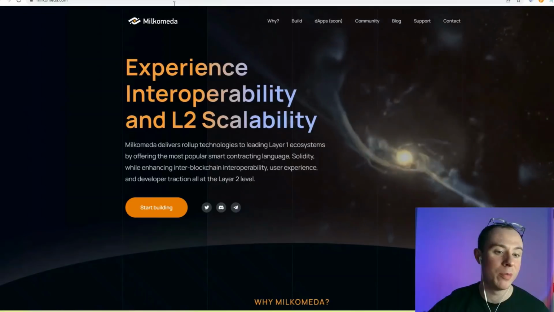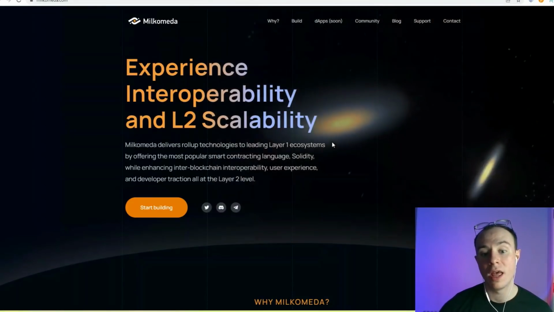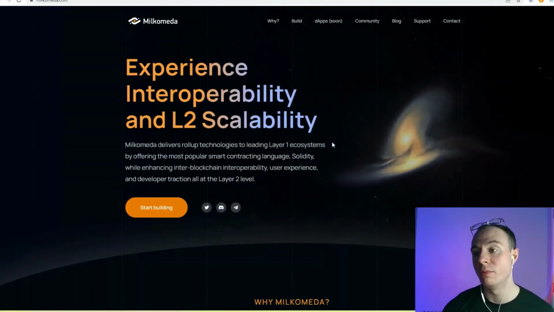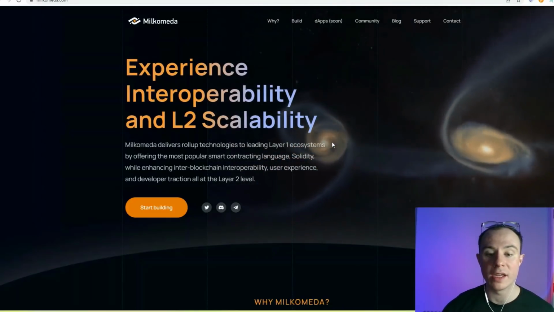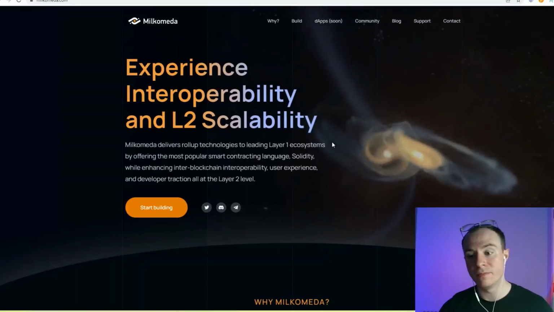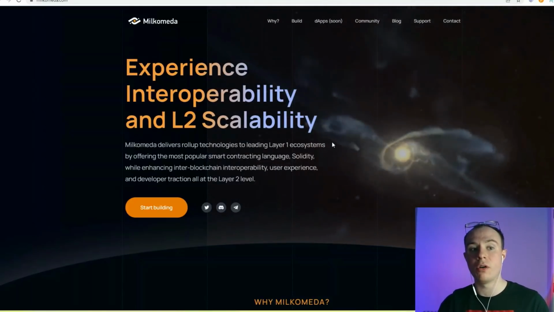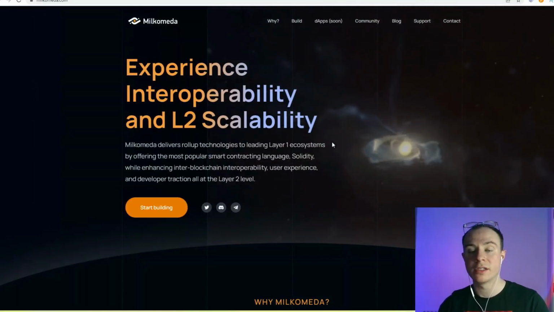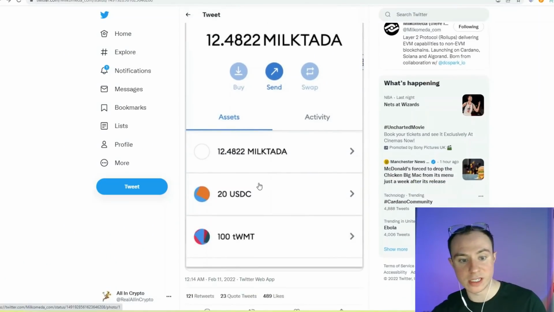Let's talk about Milkamedia. Milkamedia are a layer 2 scaling solution for any layer 1 blockchain, or potentially they could be in the future. What they're going to do is you'll have all chain tokens upon Milkamedia's blockchain, so they'll all be able to interact with one another. Now, this is exciting. You can see here, this is a wallet with USDC, Milk ADA, which is just ADA, and World Mobile token all in one wallet, which is interesting.